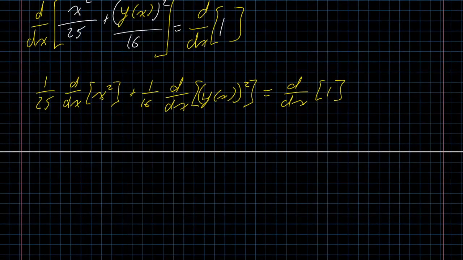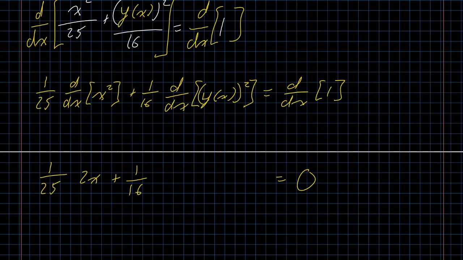The first derivative is fairly simple. The derivative of x squared is 2x. Multiply that by 1 over 25. Let's write this out in detail for this one. 1 over 25 times 2x. On the right-hand side, that's also very easy. The derivative of 1 is 0. That last one I saved for last because that's where the confusion happens. It's not difficult, it's nothing new, but it looks scary.